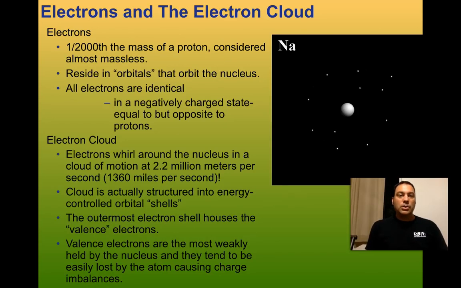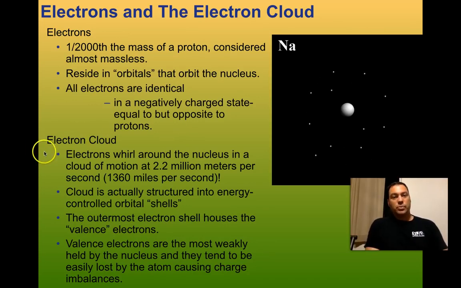Okay, so all electrons are identical in a negatively charged state, equal to but opposite to protons. So even though they're 1/2000th the mass of a proton, they have the exact same charge, except it's negative. This is really interesting because this fulfills Newton's third law that for every force there's an equal and opposite force coming back the opposite direction. So this is completely compliant with Newtonian physics.